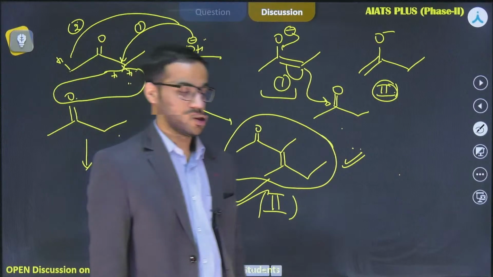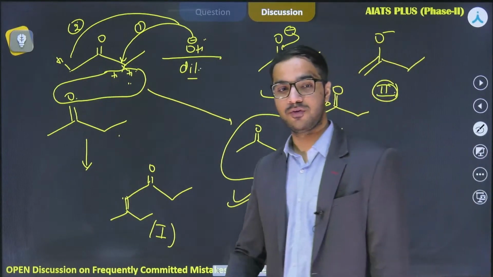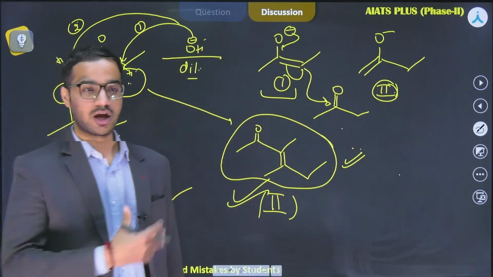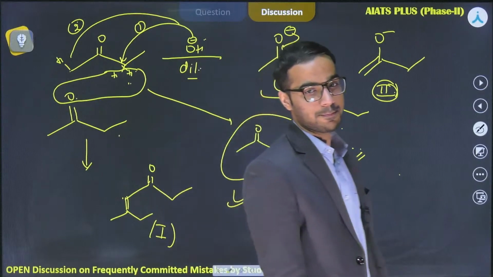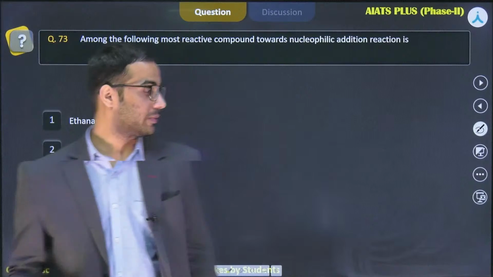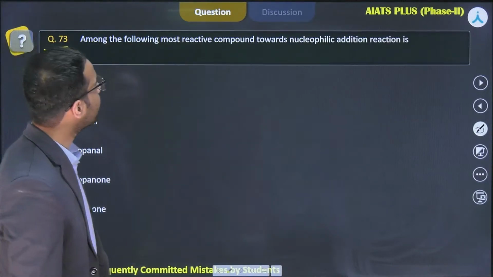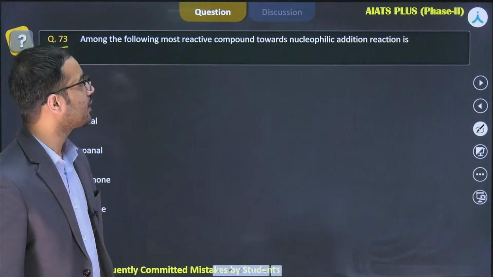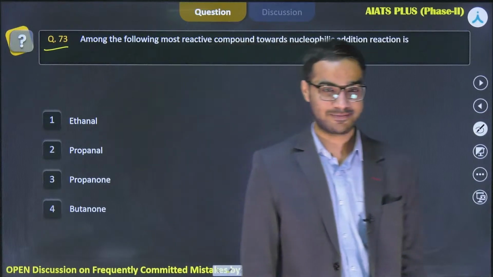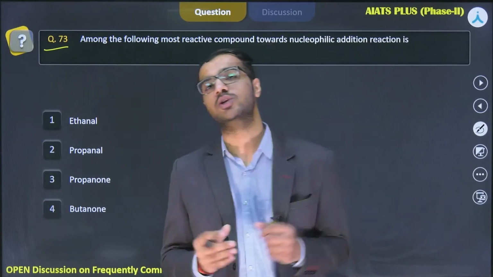Okay, let us go to the next conceptual part, and if time permits, we will discuss some more questions of the aldol reaction after this. So let us discuss some other questions. You have question number 73: among the following, the most reactive compound towards a nucleophilic addition reaction is. This is one of the easiest questions you need to attempt.